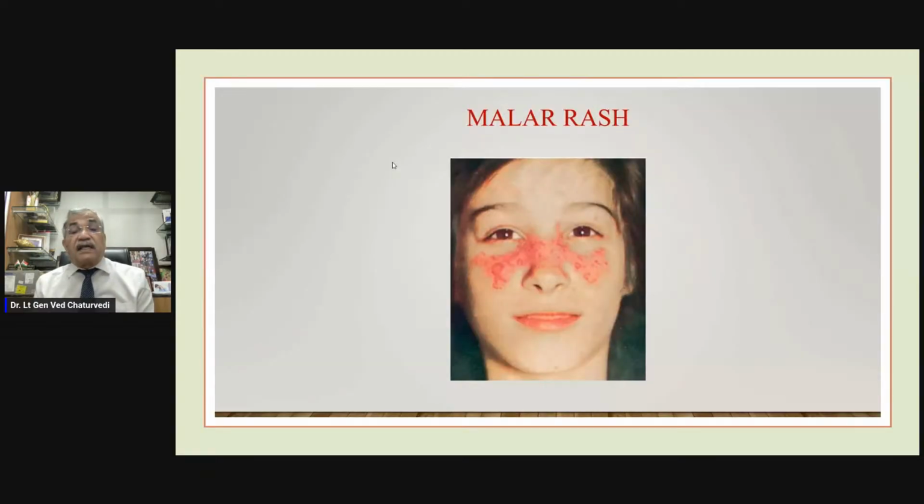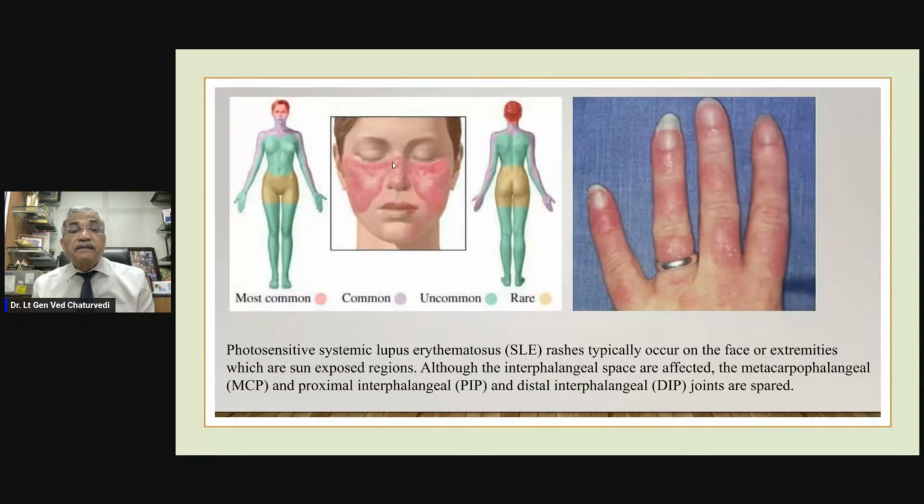So this is classical, which we all know. Basically, there are many areas which can be involved. This we know very well, with the sparing of the nasolabial fold, but other areas also can be involved. Especially these types of rashes can also be there, which look like a dermatomyositis rash, but these areas can also be involved.